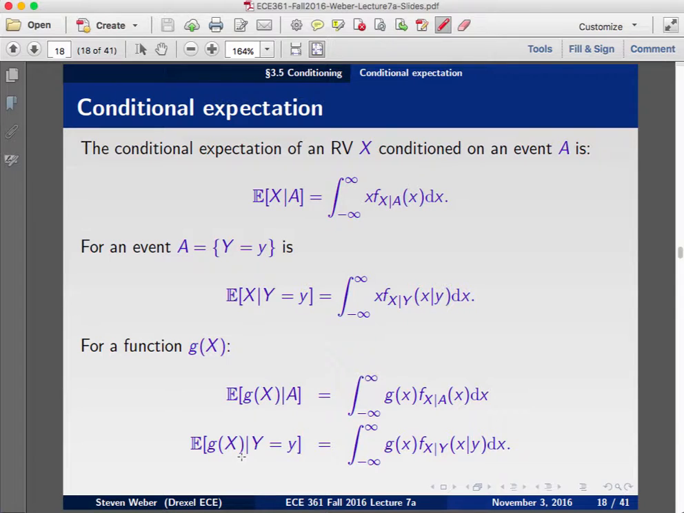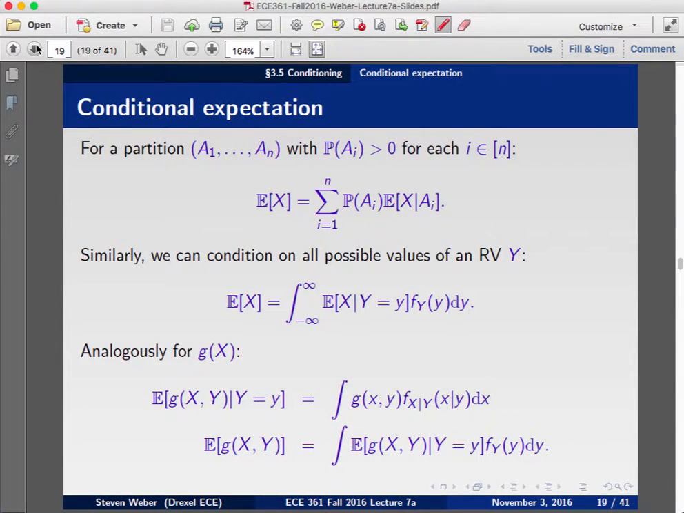And finishing up the thread, conditioned on the event that the random variable y equals little y, the expected value of the function g of x, under that assumption, is the integral over all possible values of x. For each such value of x, I evaluate g at x and weight it by the conditional probability density function of x given y.